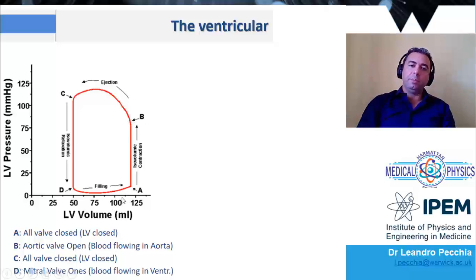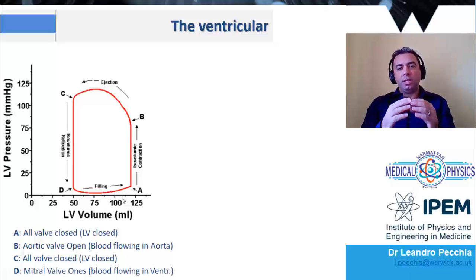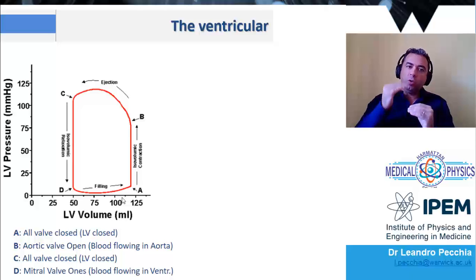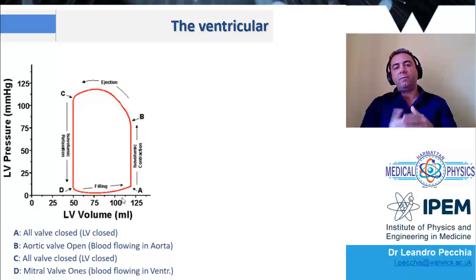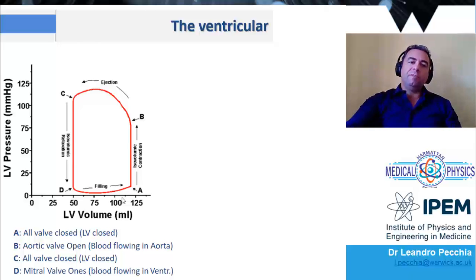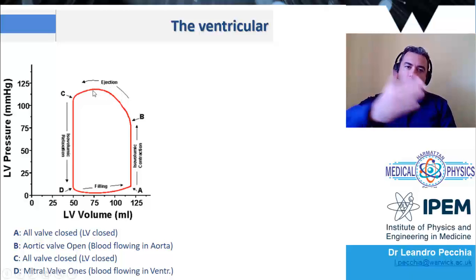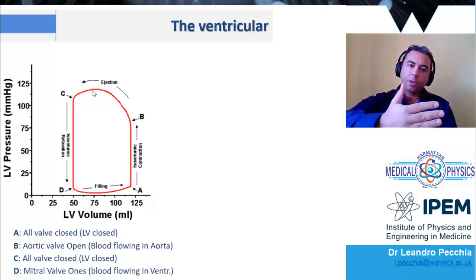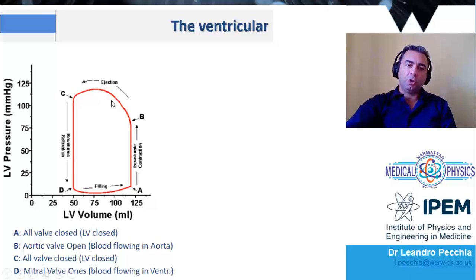And because of the previous slide, now you know why this opens. It's the point in which the blood pressure in the ventricle overcomes the value of the blood pressure in the aorta. This triggers the opening of the aortic valve, and therefore the ejection of blood from the ventricle towards the aorta, in the direction of the systemic circulation. This is the fast ejection and then the slow ejection, and then we reach the point C.